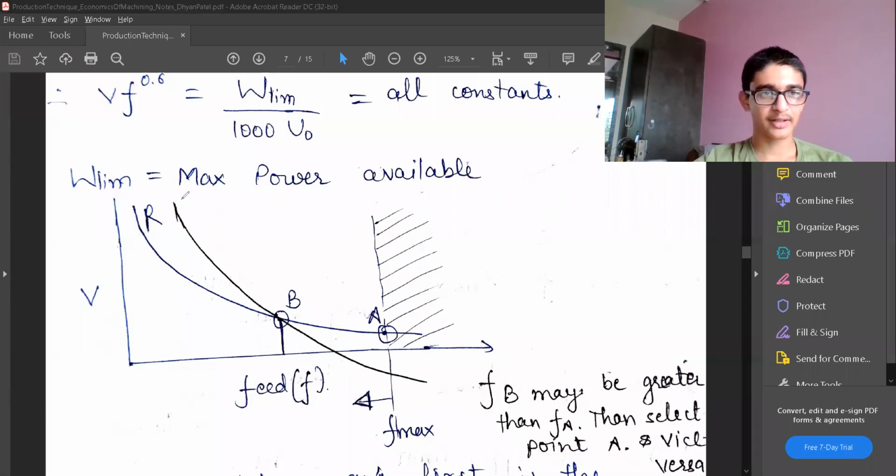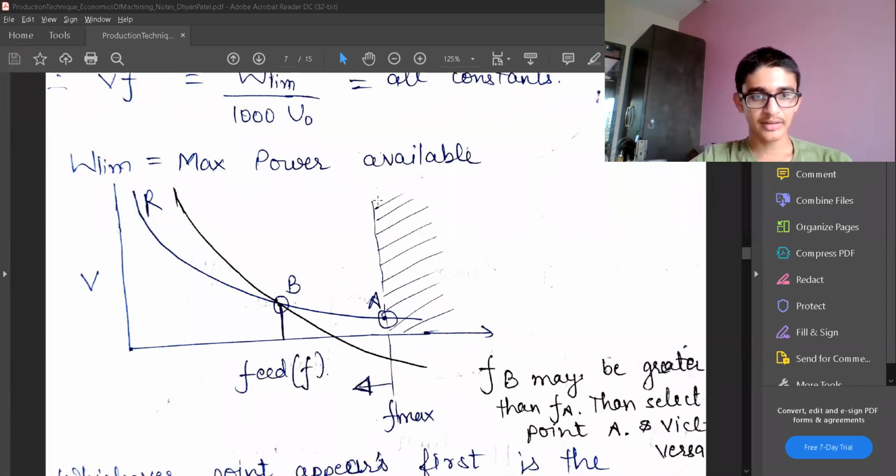So this was my R curve, this one, and the second curve is VF raised to 0.6. This is the curve where VF raised to 0.6 is equal to constant, and they are going to intersect at some point. So that's the point we should be working at ideally, or they need not be that exact point if we want to optimize my cost.